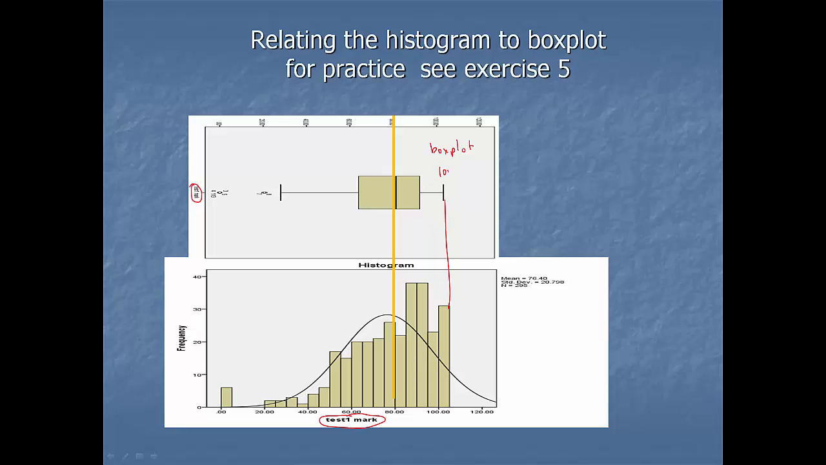remember this is the 100th percentile, remember this is the 50th, and this is the 75th, this is the 25th, and for SPSS they've chosen this to be the 0th percentile, below which all of these would be considered outliers.